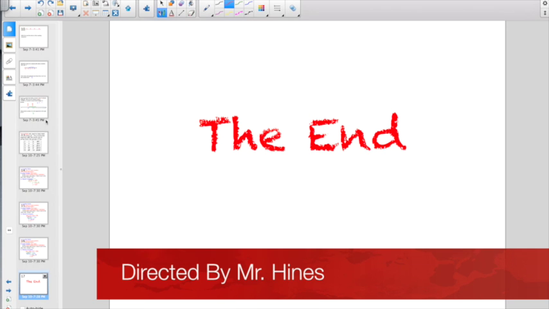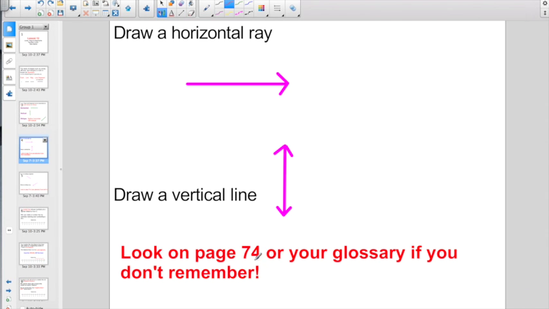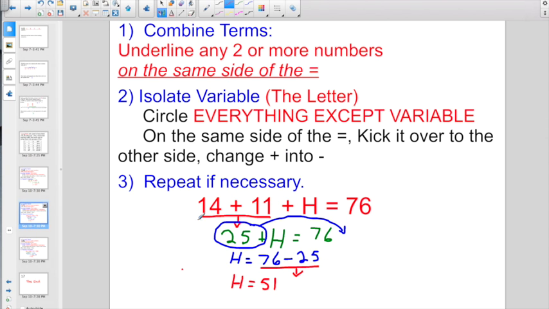Again, feel free to use your book, either the glossary or look on your pages around page 74 for the Socrative quiz. And remember, anything that has a variable, you must show all your horizontal steps. Make sure that you understand how to set them up.